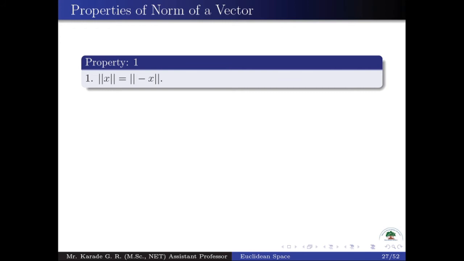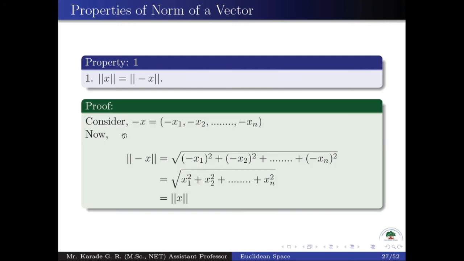Property number one. So property number one is norm of x is equal to norm of minus x. Let us prove this property. Proof, consider. As we know that vector x is a vector with n components, x1, x2, dot dot dot, xn, and what will be the vector minus x, the negative of vector x? Minus x is equal to minus x1, minus x2, dot dot dot, minus xn. This is the negative of vector x. Now let us take the norm, or length, of this negative vector x.